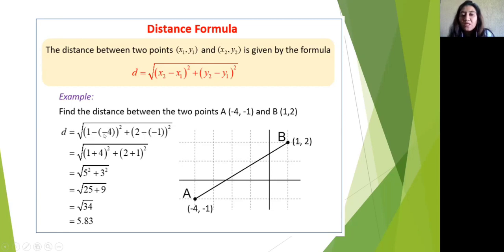Now minus minus is plus. So 1 plus 4 whole square plus 2 plus 1 whole square. So 5 square plus 3 square. That is 25 plus 9. That is square root 34. That is 5.83. So the distance we get between the 2 points is square root 34.